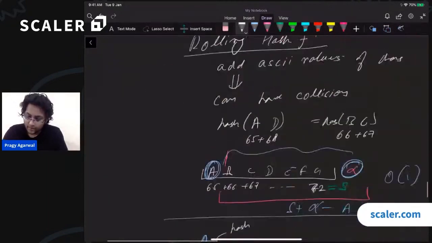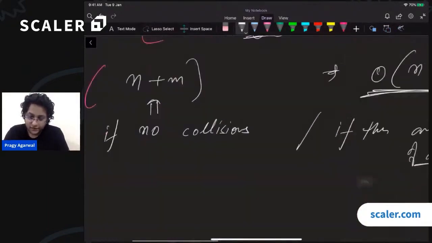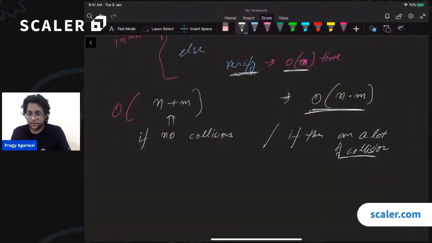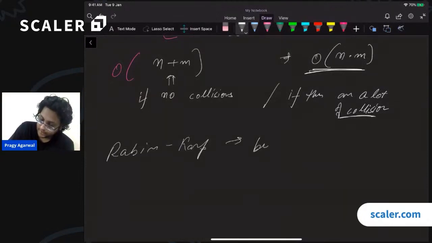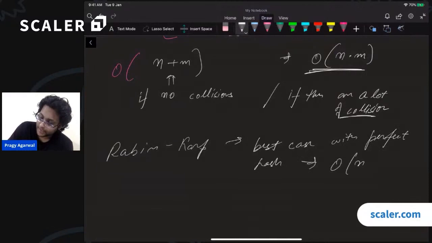So it is no better. Rabin-Karp is no better if the hash function has a lot of collisions. So the entire functionality of Rabin-Karp, the practical performance of Rabin-Karp, will be based on whether you choose a good hash function for your use case or not. Right? So Rabin-Karp, best case with a perfect hash, will take us order of n plus m time.